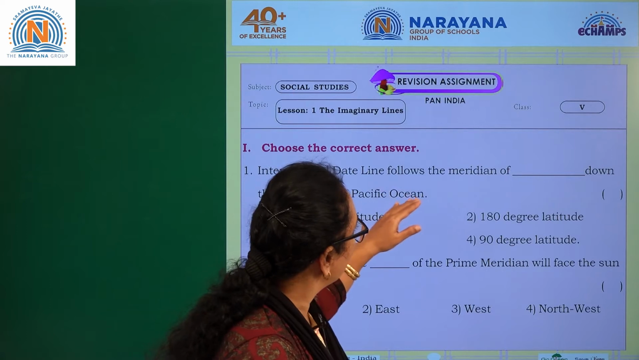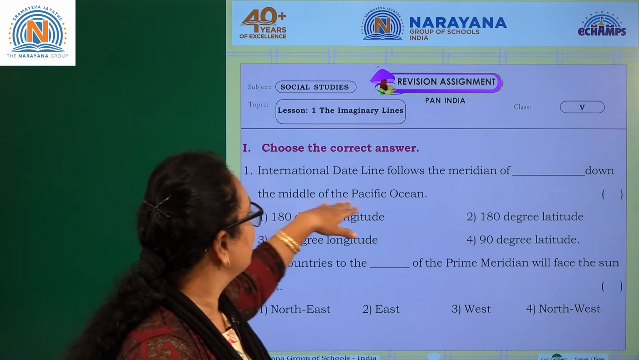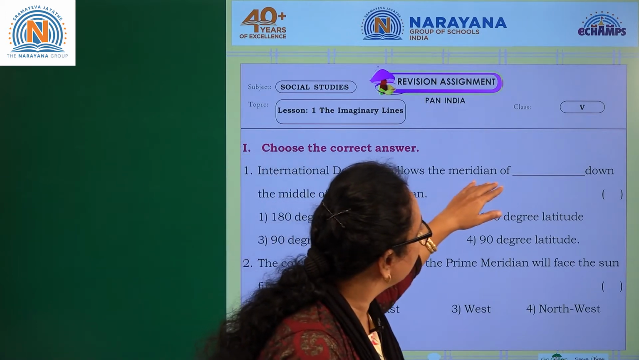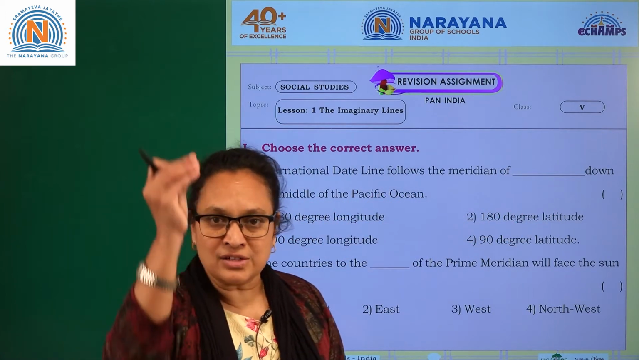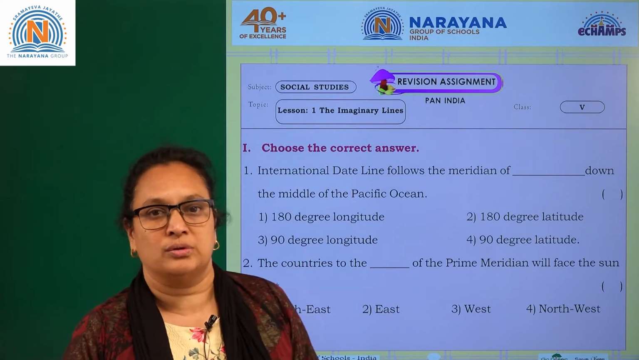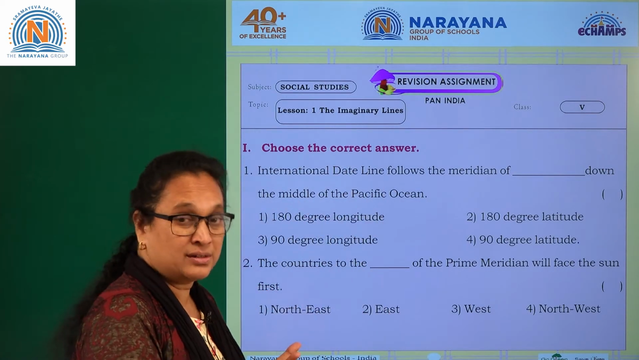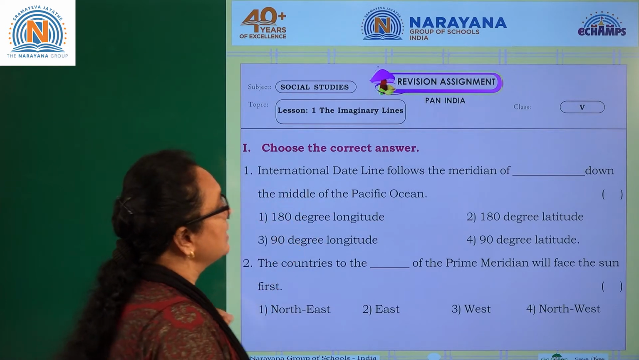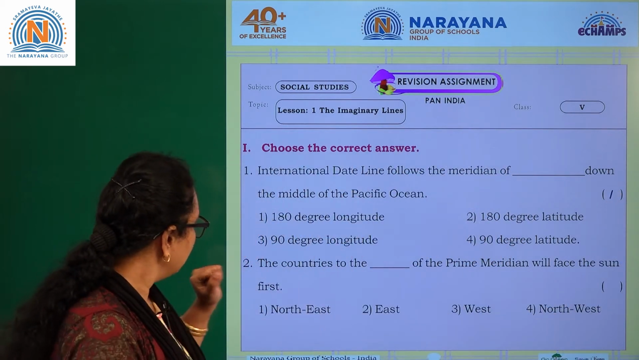International date line follows the Mediterranean of dash down the middle of the Pacific Ocean. Let me read again. International date line follows the Mediterranean of dash down the middle of the Pacific Ocean. International date line is a longitude, right? And international date line is 180-degree longitude, whereas prime meridian is 0-degree longitude. Let's see whether we can find 180-degree longitude. 180 degree in the first option only I am able to find. So 1 is the answer. Clear? Let's go for the next one.